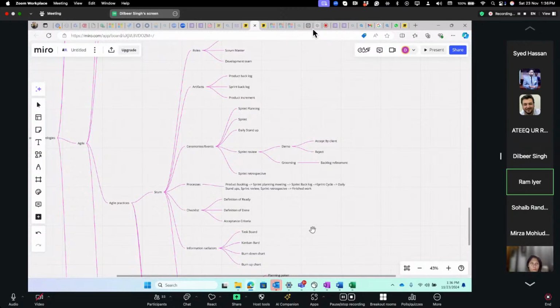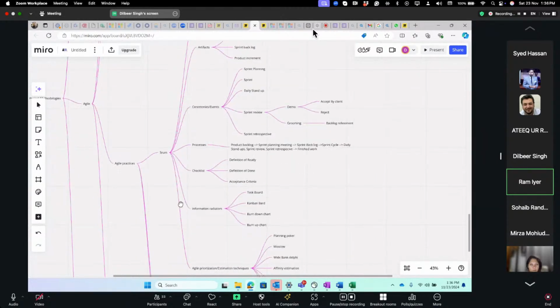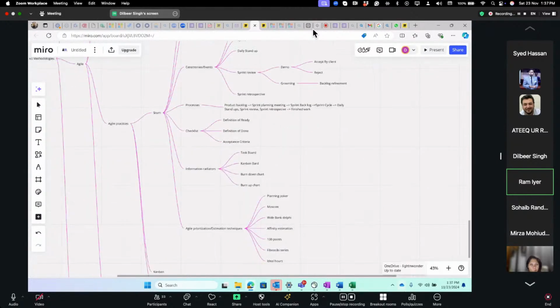And the basic process of sprint contains basically sprint backlog. From there, it goes to sprint planning meeting, sprint backlogs, sprint cycle. Basically, sprint cycle is 1 to 4 weeks, and daily stand-up meetings happen every 24 hours, and then sprint review, sprint retrospective, and the finished work. Some of the checklists for sprint are definition of ready, definition of done, and acceptance criteria.